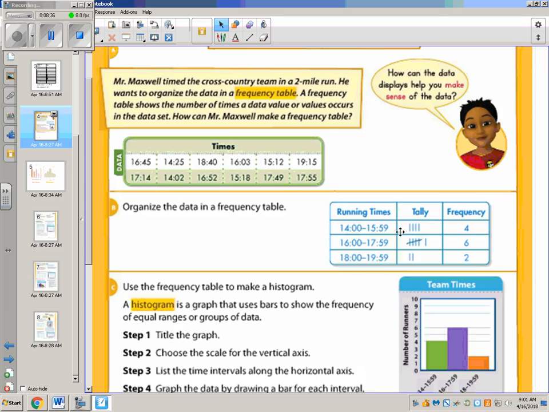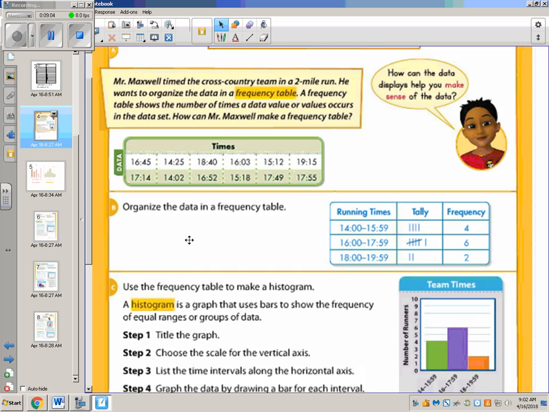The other thing that's important is that our numbers don't overlap. So I can't have 16 here and then 16 here, because then if somebody ran exactly 16 minutes, I don't know, do I need to put my tally here or in this one? So when we're making a frequency table, we need to make sure that the values that we pick don't overlap, okay? So he went from 14 minutes to 15 minutes and 59 seconds.